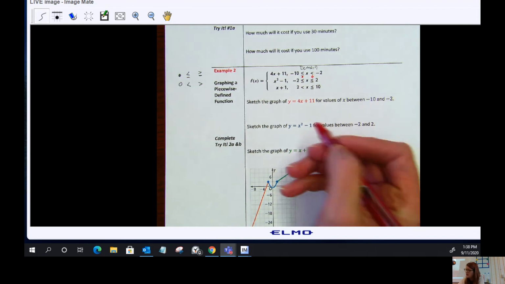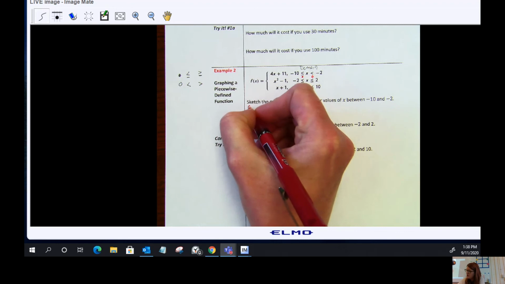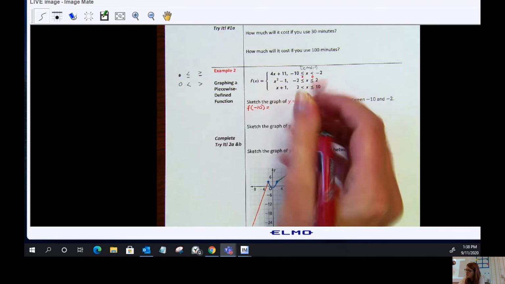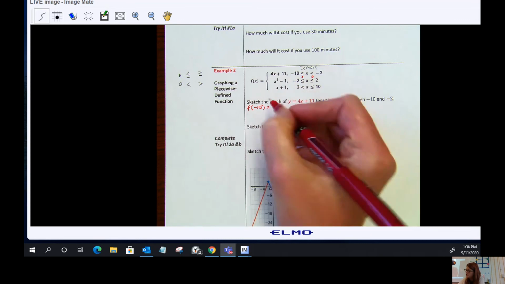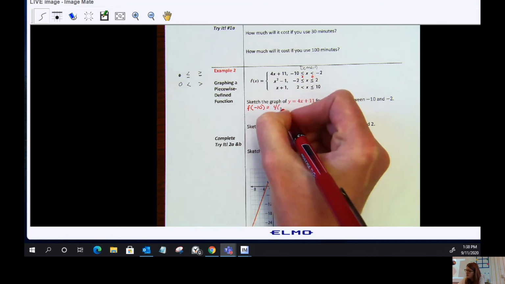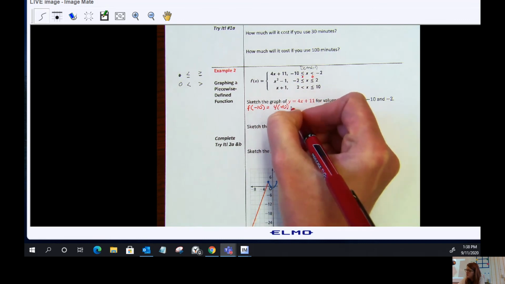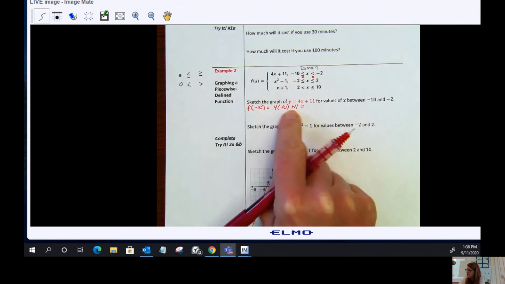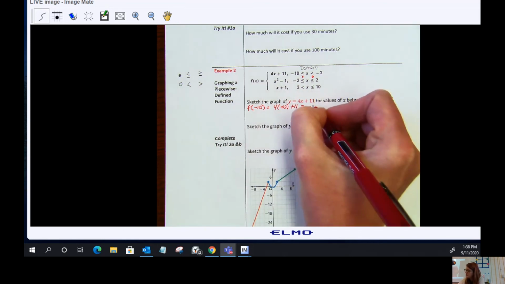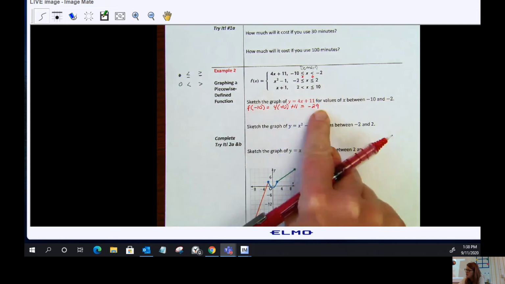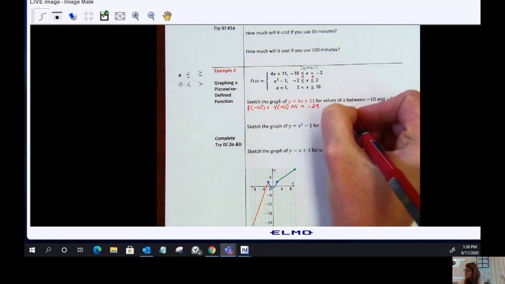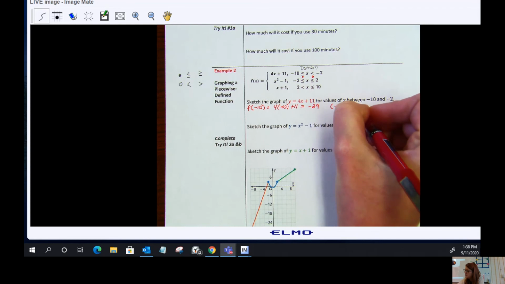That's all I need. So we're going to have f of -10 equals, and again I'm grabbing my first function, 4 times -10 plus 11. Well, that's going to be -40 plus 11, which is -29. Which means now I have the ordered pair -10, -29.